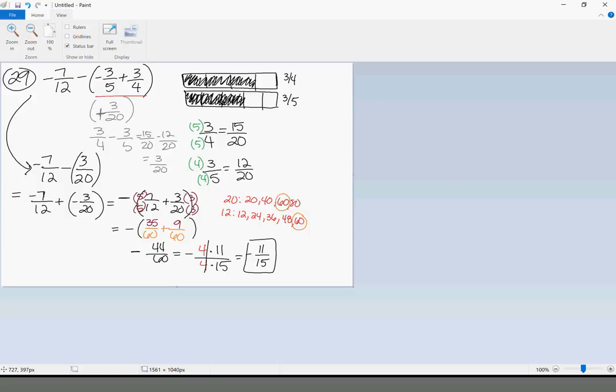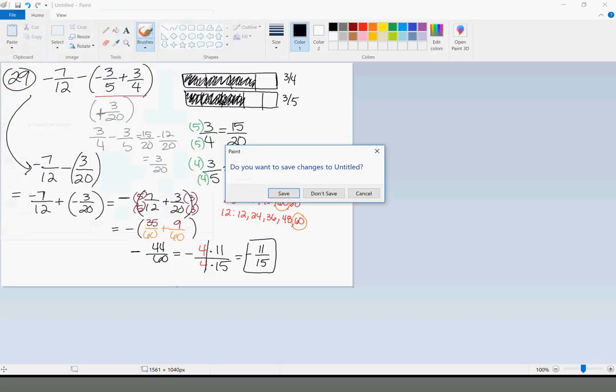So now we go back to our original, and it's negative 7 over 12 minus 3 over 20. So we have the same sign, so we add and keep the sign. So we kept the negative, and then we have to add 7 over 12 plus 3 over 20. So we got those common denominators, which ended up being 44 over 60. But then we want to always reduce it, so we simplify negative 44 over 60 into negative 11 over 15. So negative 11 over 15 is your final answer. Okay.